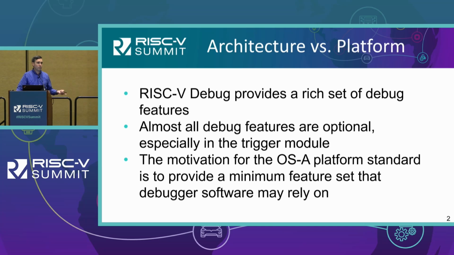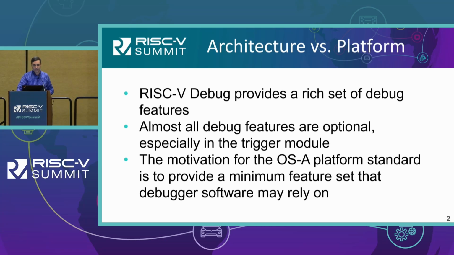The best and the worst part of the debug architecture is that basically almost everything's optional. So that allows a lot of flexibility for implementations, that they can support features that easily fit into the microarchitecture or that are necessary for their target market, but you don't have to have all this extra baggage. But the downside is that debugger software doesn't necessarily know what features it's playing with, and there's a seemingly infinite variety of possible configurations.